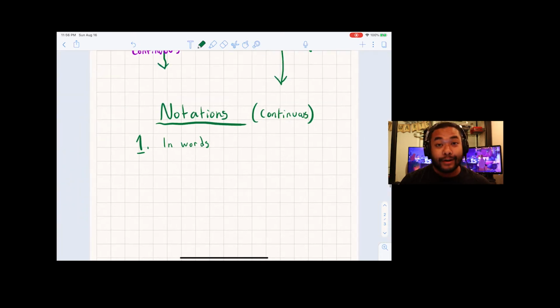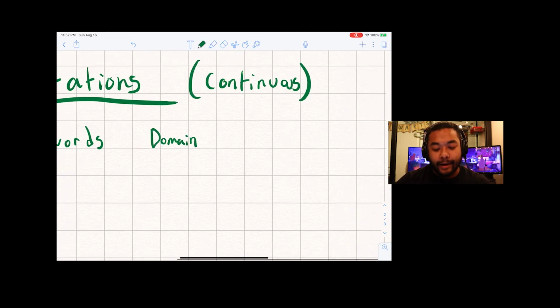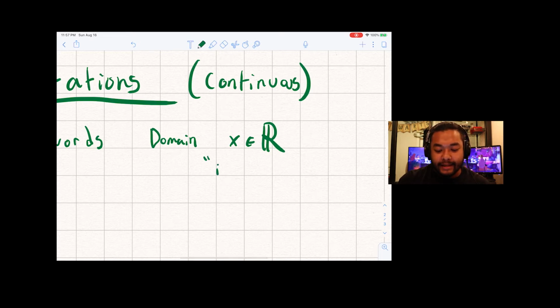And in continuous functions, almost always when we describe continuous functions in words, we're going to include somewhere in that description that the domain, let's say we're talking about the domain, has x being an element or a part of all real numbers. Or the domain is all real numbers.